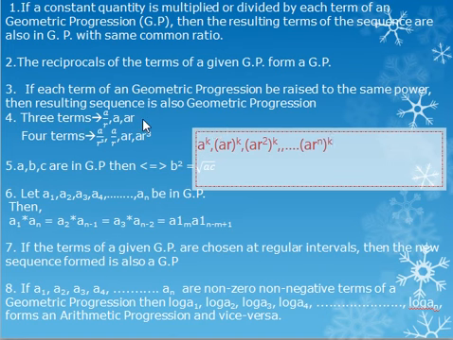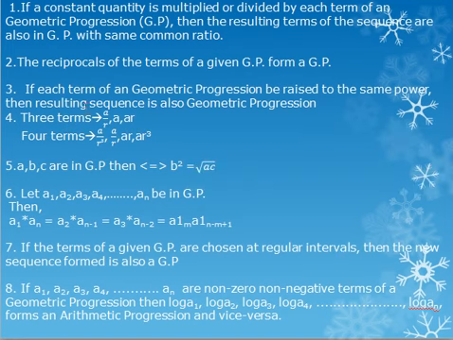Now if I take 3 terms in a GP, say we are solving problems and you have to take 3 terms, then it is better to use this type over here: a by r, a, ar. Next, a by r cube, a by r, ar, and ar cube. So this is when we use 4 terms.